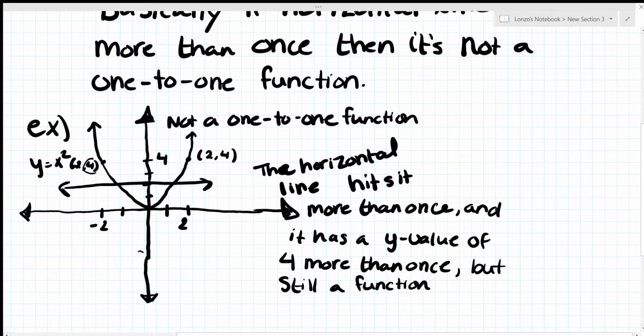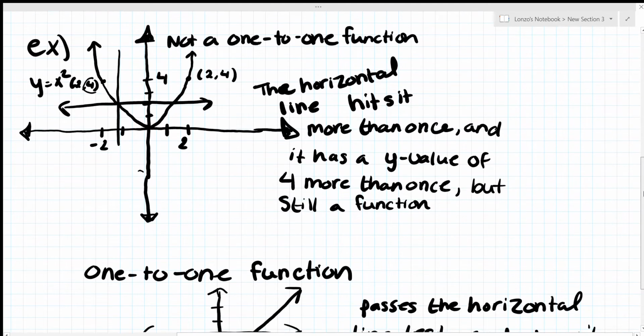But I'm just curious, if it's not a one-to-one function, is it still a function, just a regular function? Remember, if you do a vertical line test, that determines if it's a function. It still only hits it once, so it's still technically a function, but it's not a one-to-one function. Does that make sense? So a function could be a function, but it may not be a one-to-one function. Sometimes it's both, sometimes it's neither.